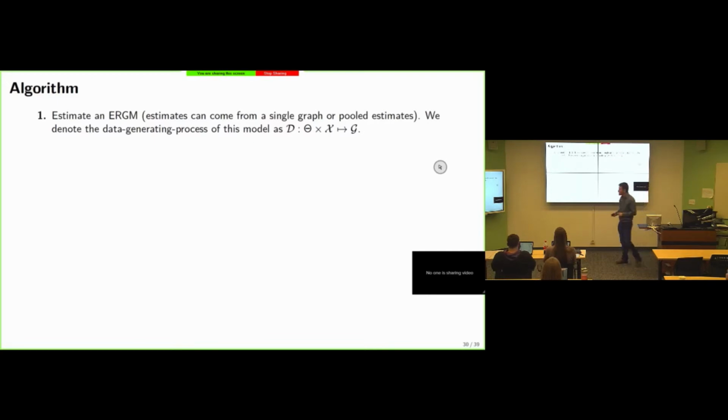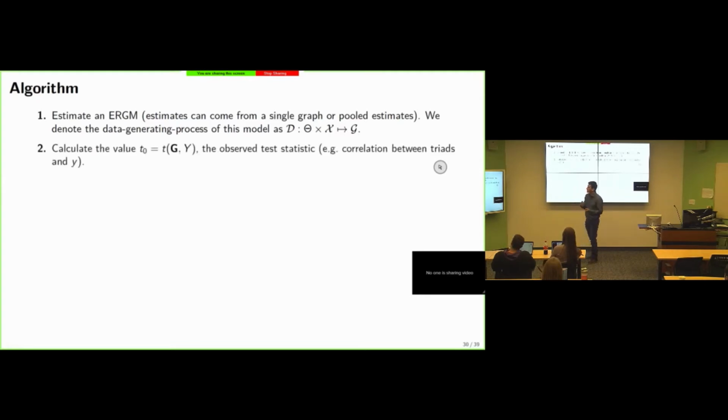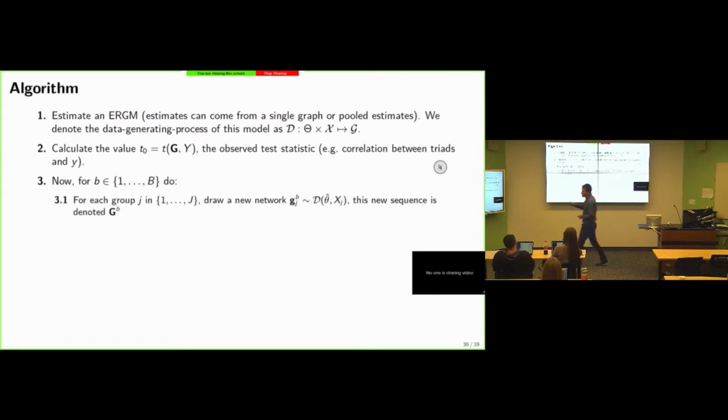The idea is that you have your data, and you want to do this test. You want to compare the network structure to some outcome variable. So first you estimate and fit an ERGM. With that, you get your data generating process because you have the parameter estimates. Then we can calculate the value of an observed test statistic. For example, it could be just the correlation between number of triads and this outcome variable. And now comes the fun part. For example, say 1,000 times you generate 1,000 new samples from these observed graphs. For each one of the graphs in your sample, you draw a new random graph from the fitted ERGM.